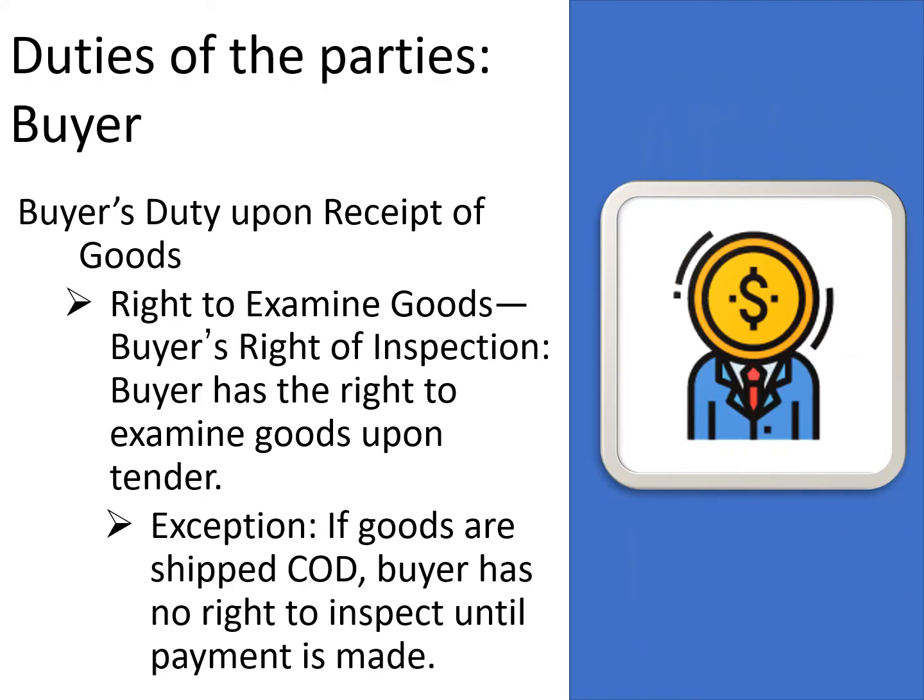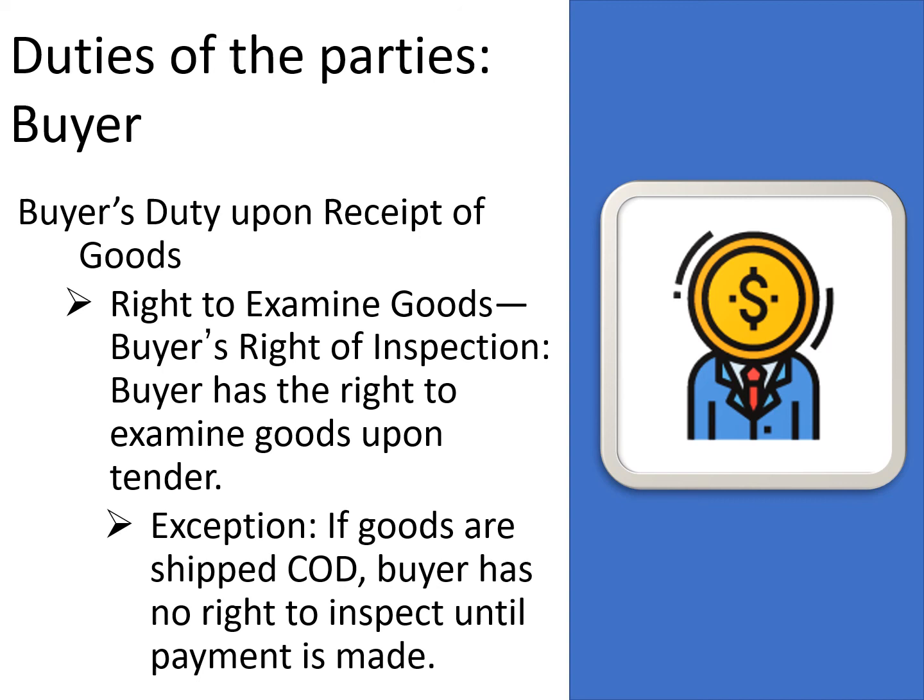Buyer's duty upon receipt of goods. Once the buyer receives the goods, they have the right to examine the goods to make sure that the goods are conforming, that they're what they ordered. This is called a buyer's right of inspection. The buyer has the right to examine the goods upon tender. Remember, tender is when they're made available.